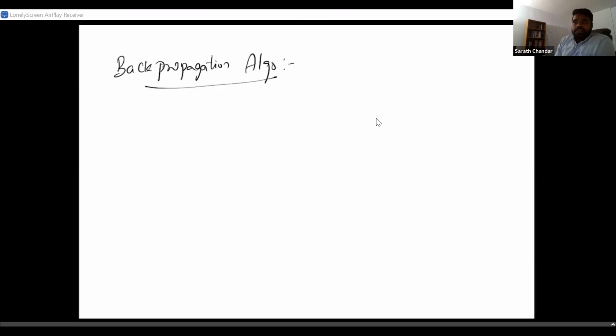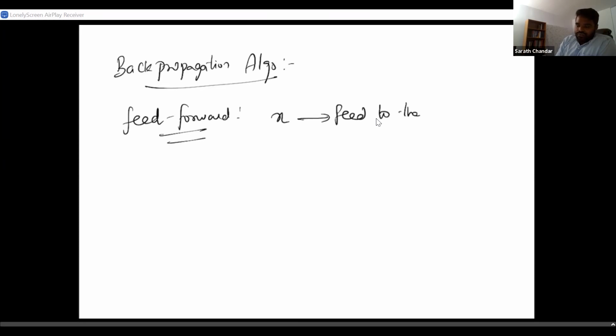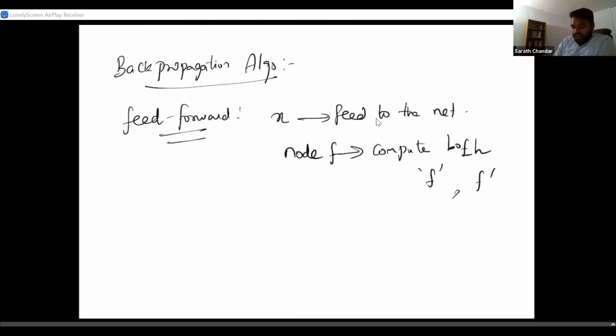okay? So now the idea is very simple. First stage is the feed forward stage. In the feed forward stage, you take the input x, you feed it to the network, okay? And in each node f, you will compute both f, the function itself, and also f dash. Okay, and you're going to store both f and f dash.